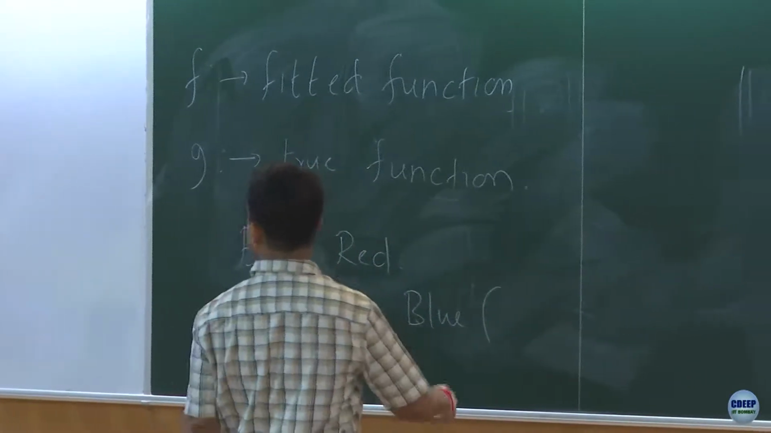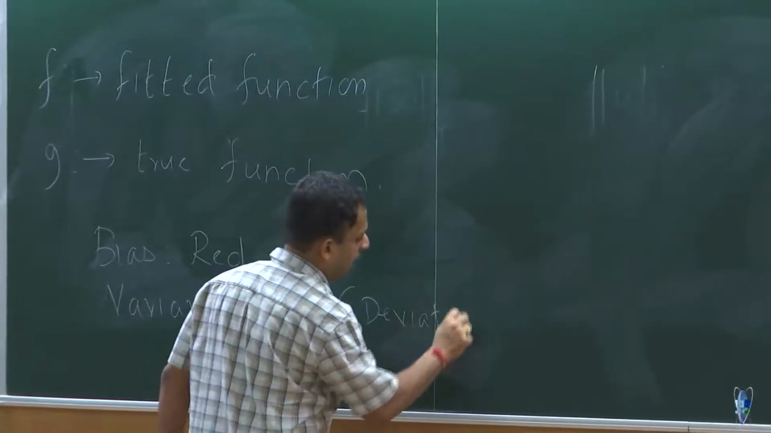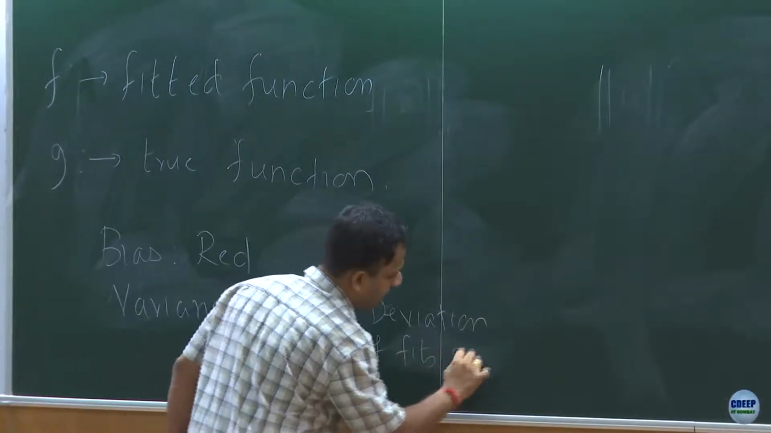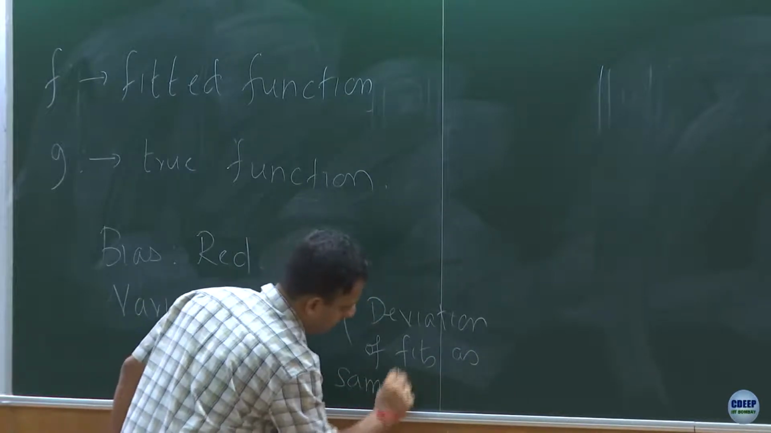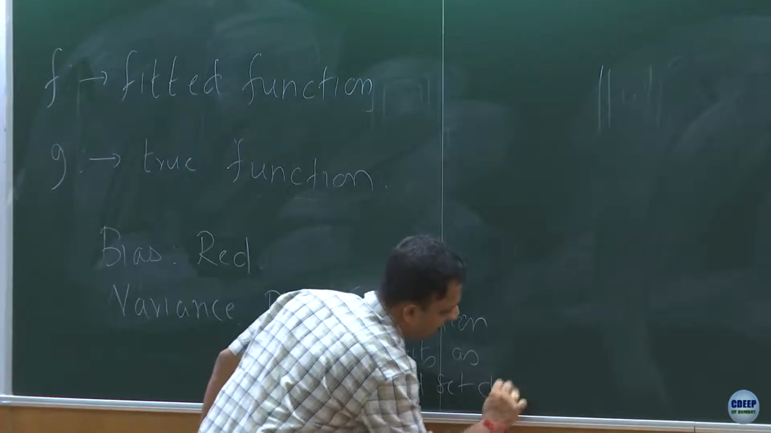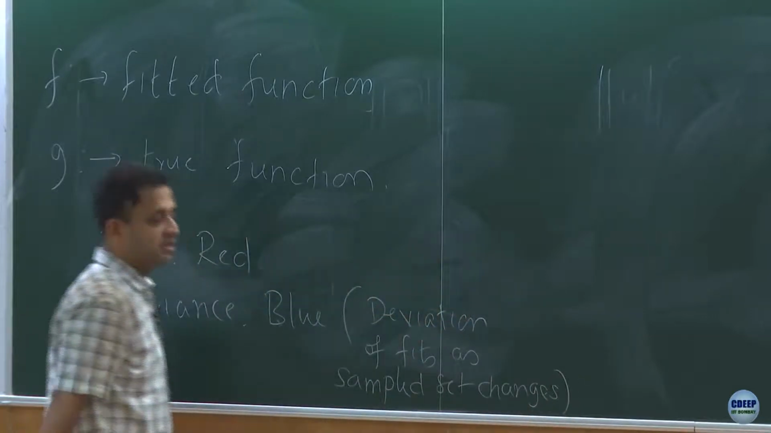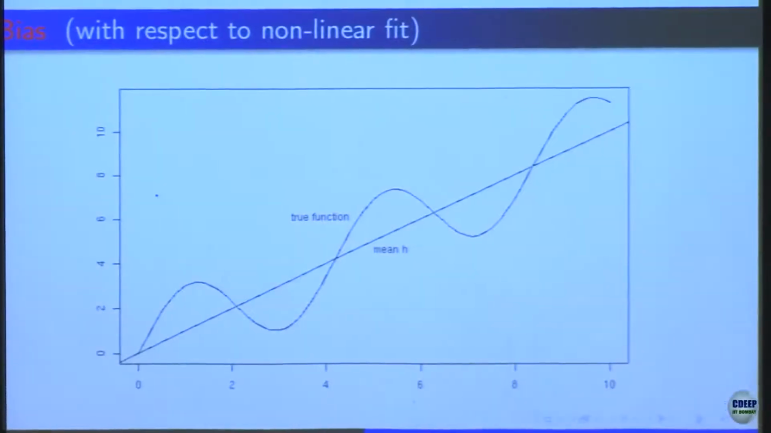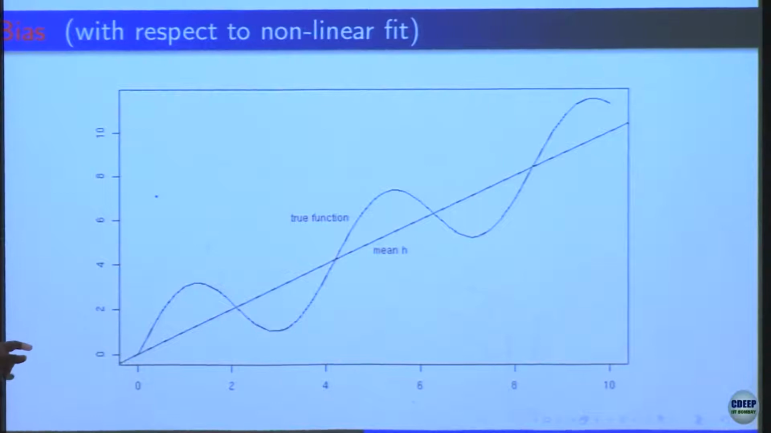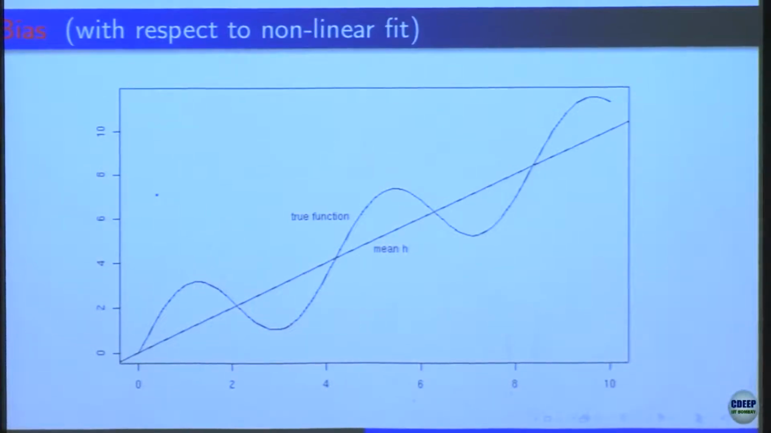So this deviation of fits as the sample set changes, the data sample changes. Now the second part, bias. Now what happens to bias? Do you see that the true function and the fit are actually quite apart from each other? Why is that so? The original function is non-linear, you forced a linear fit. So this is bias.